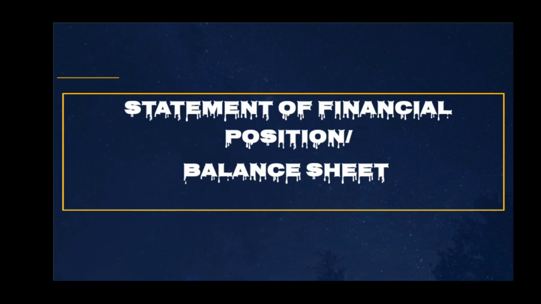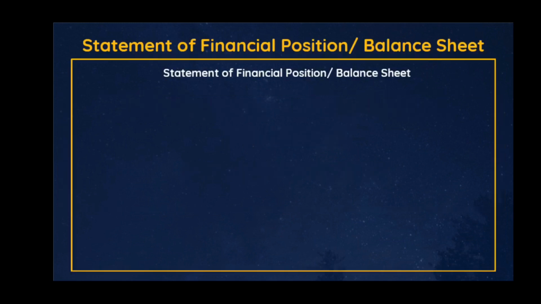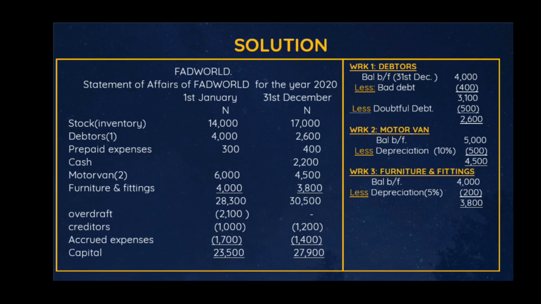The statement of financial position for the year will be based on the closing balance. So we have assets. Just like we know, we have non-current assets, which are otherwise known as fixed assets, and we have current assets. We are starting with non-current assets. So what are the non-current assets? Let's look at the record of our assets. We have stock, debtors, prepaid expenses, cash, motor van, and furniture.